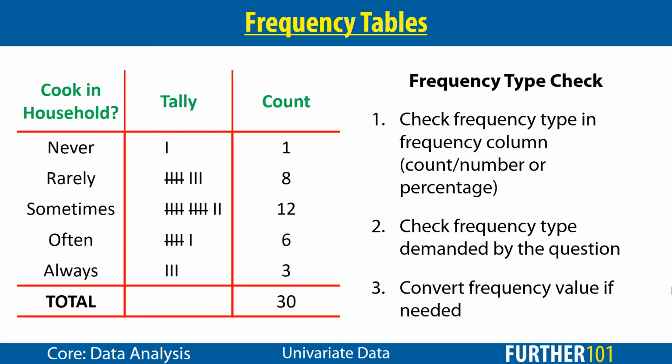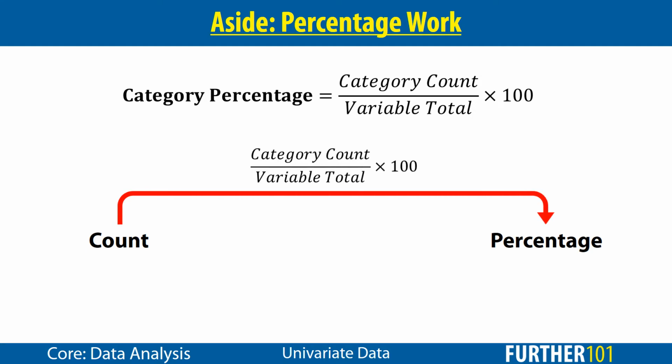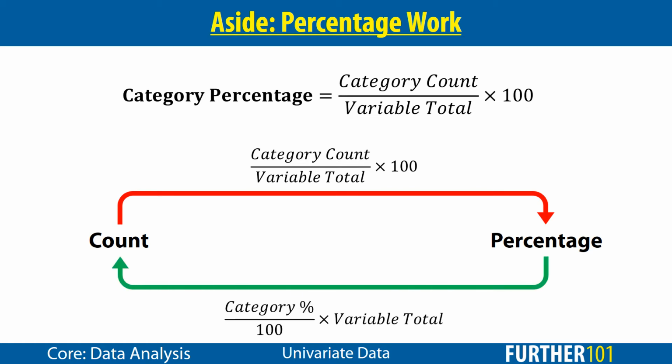Let's quickly go through how to do a conversion now. If you want to convert a count to a percentage, divide the count number of the relevant category by the total count for the whole categorical variable and multiply it by 100. If you want to convert a percentage to a count, divide the category percentage value by 100 and then multiply by the total count for the whole categorical variable.